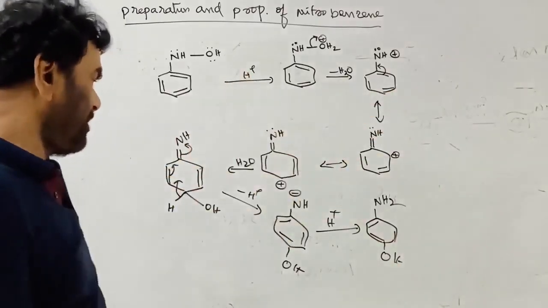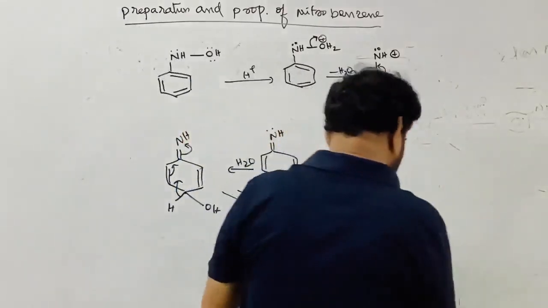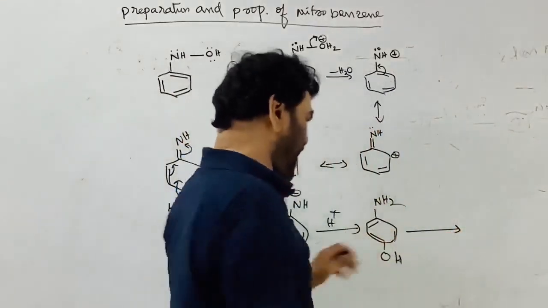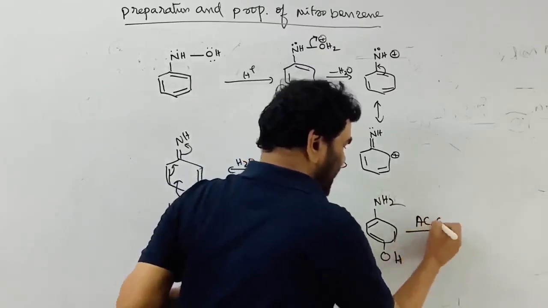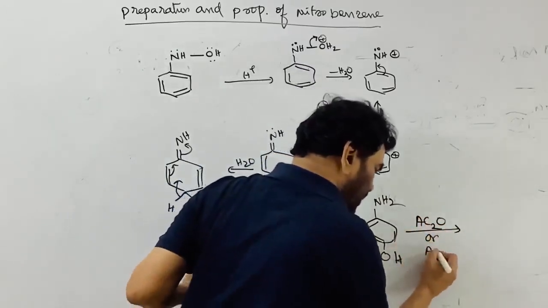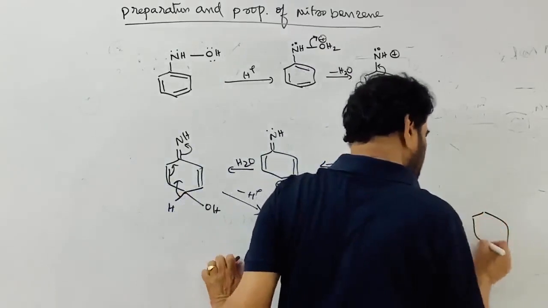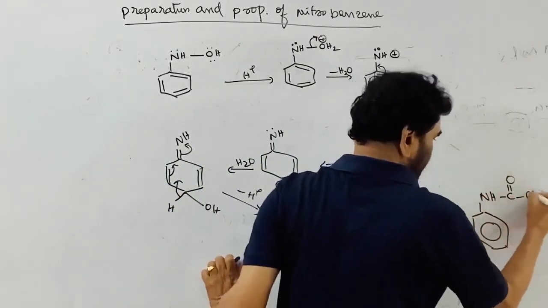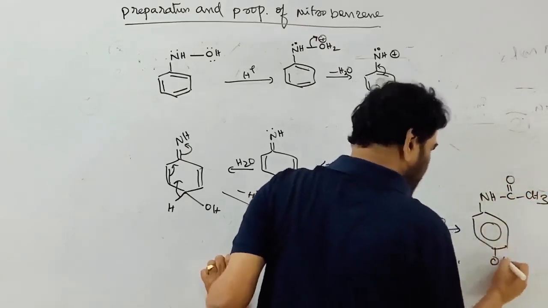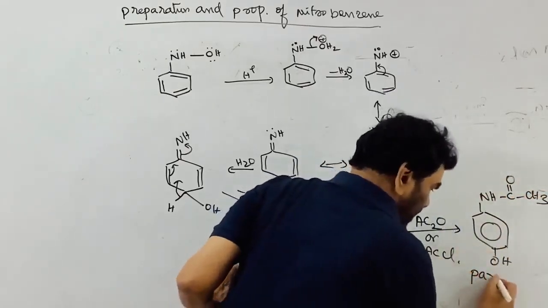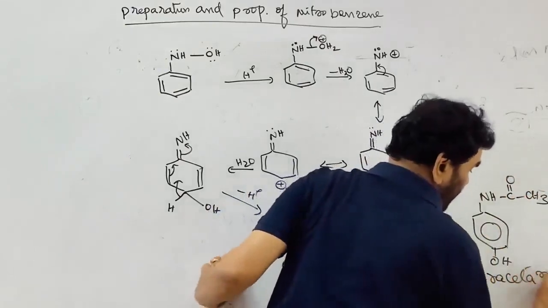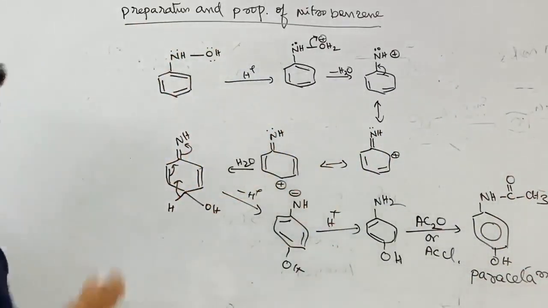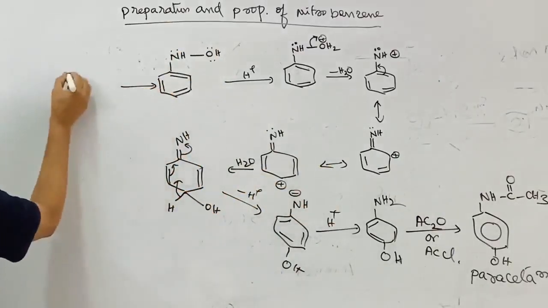Your product is para-aminophenol, which is used for the preparation of paracetamol. If it is treated with acetic anhydride or acetyl chloride, then what happens? NH2 is acetylated. This is OH. This is called paracetamol. Paracetamol is formed. Nitrobenzene to paracetamol. See, nitrobenzene.